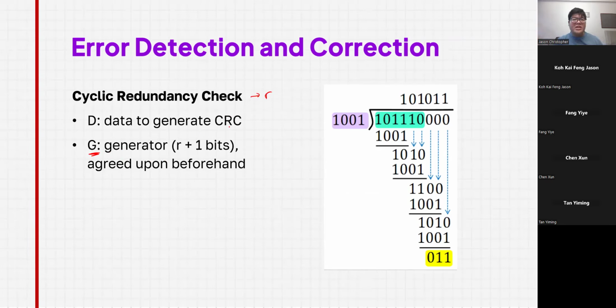Or rather, if you know the generator, then you can determine the number of bits in your CRC checksum, which is just the number of bits in the generator minus 1. Then you will get how many bits are in the CRC. These are some notations. We denote R as how many bits of CRC checksum we want, D is the initial data, and G is the generator that has been agreed upon.